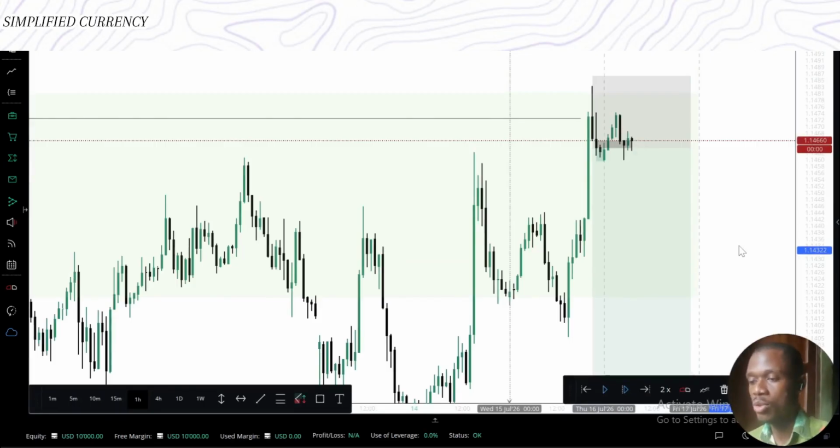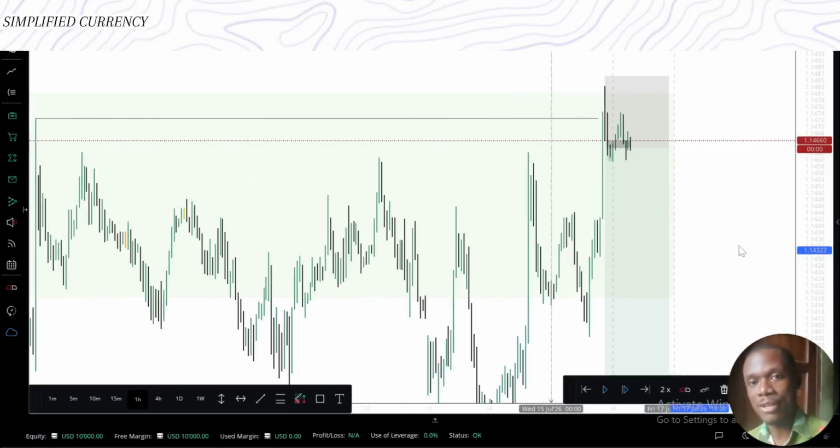You understand me? So what did I do? I went to the daily time frame. I spotted a key level that I'm interested in. I'm not saying it is the holy key level. I'm not saying it is the best key level. All I'm saying is I'm willing to risk my money from this level.